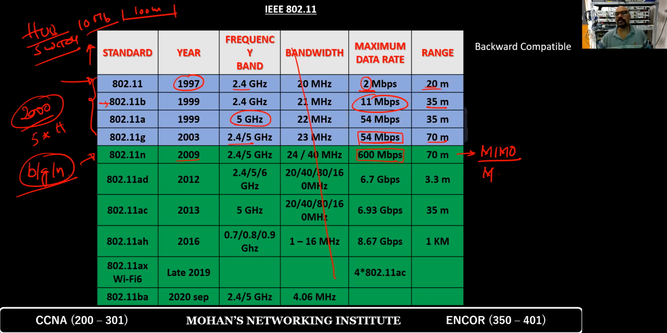Right? Multiple input, multiple output. Input, output. What did I tell you? Every radio receiver, right? They all have this backward compatibility. All of them.